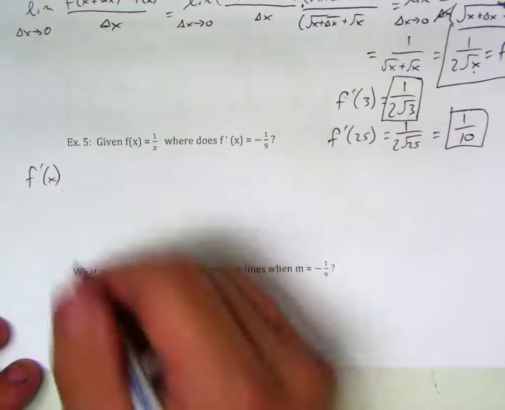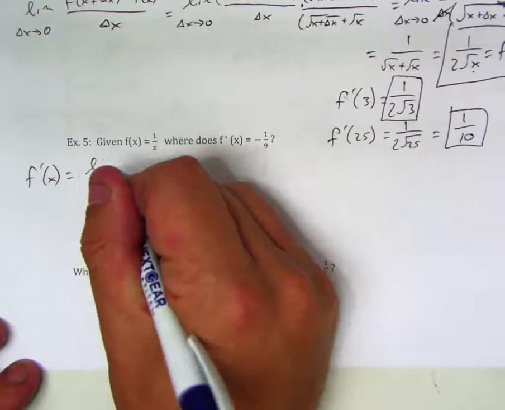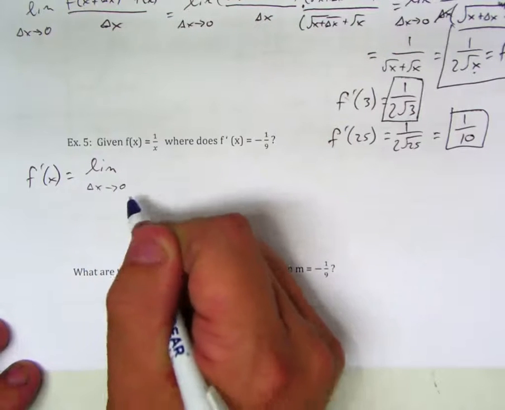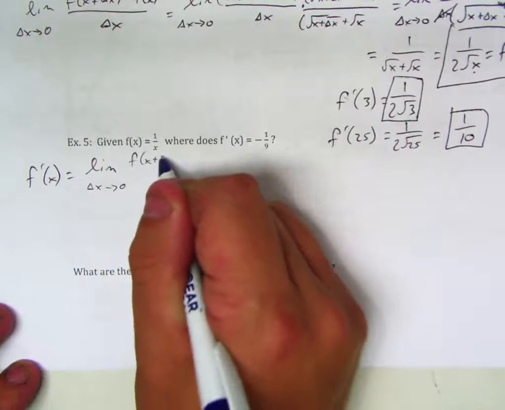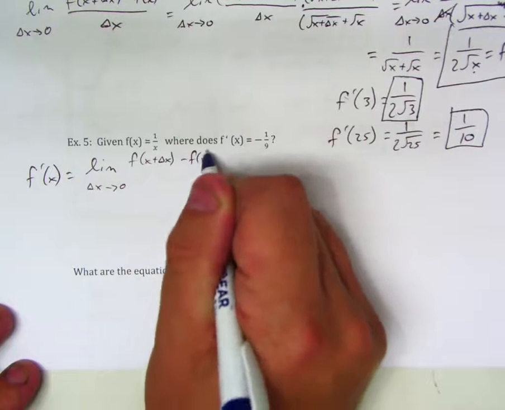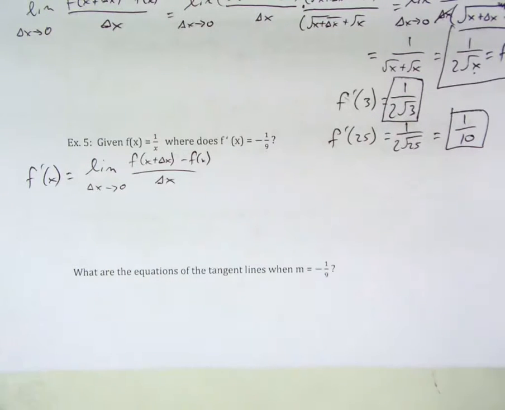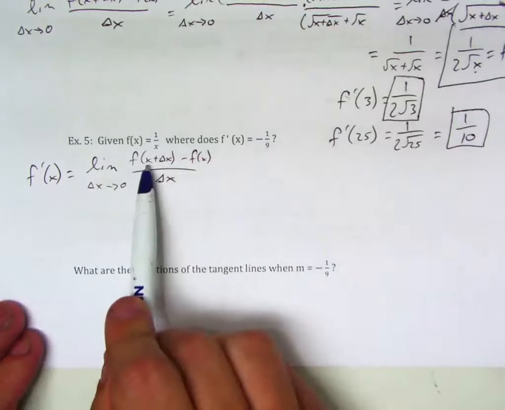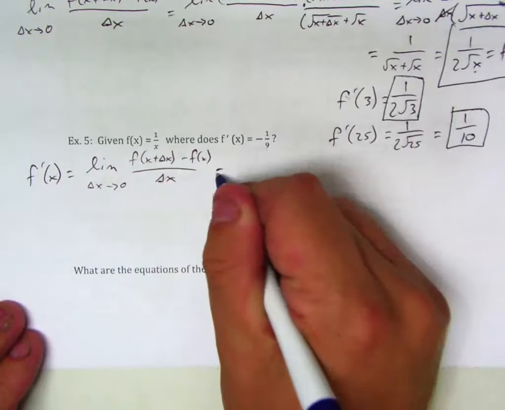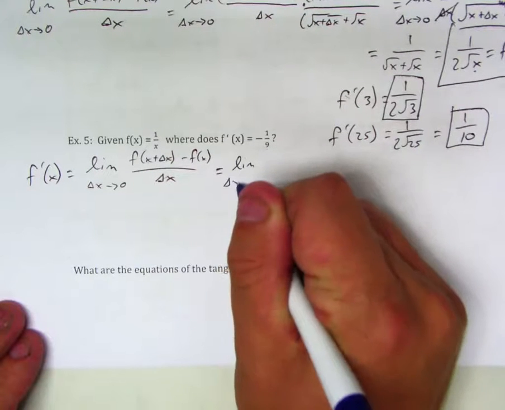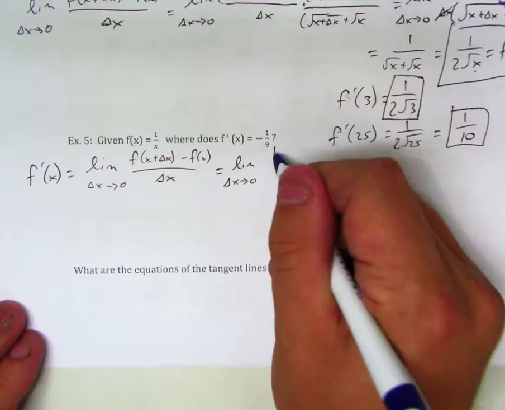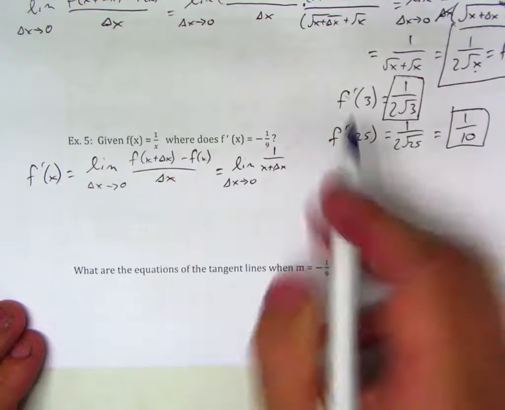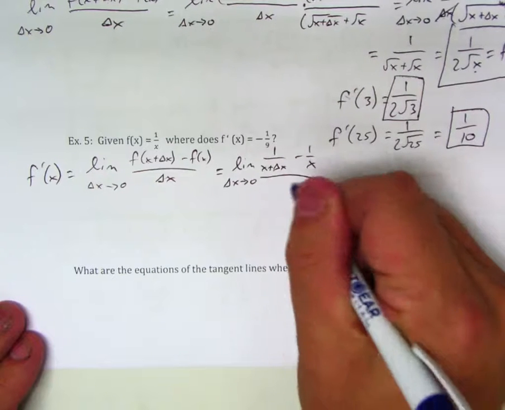All right, so f prime of x equals the limit as delta x approaches 0 of f of x plus delta x minus f of x over delta x. So this right here is going to find the derivative of the function. So let's input x plus delta x where the x is. So limit delta x approaches 0 of 1 over x plus delta x minus 1 over x over delta x.